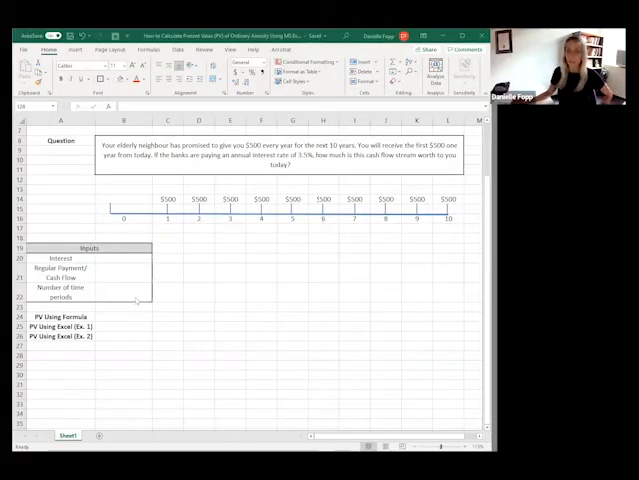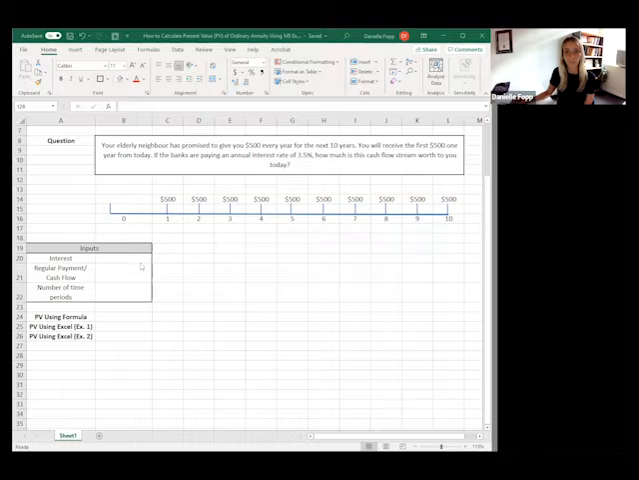So we have a question here. Your elderly neighbour has promised to give you $500 every year for 10 years. You will receive the first $500 1 year from today. If the banks are paying an annual interest rate of 3.5%, how much is this cash flow stream worth to you today?